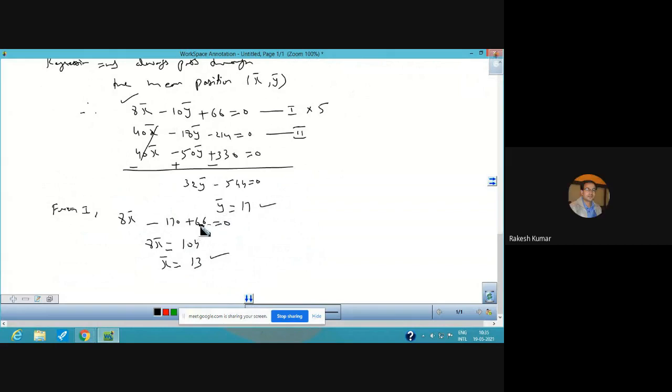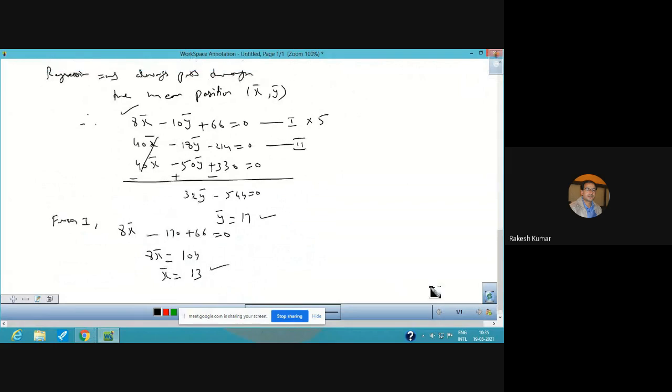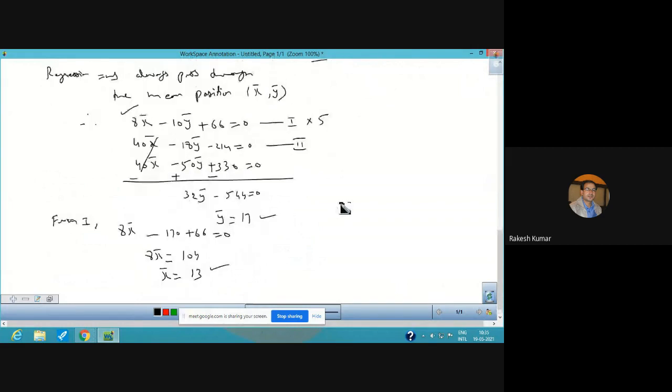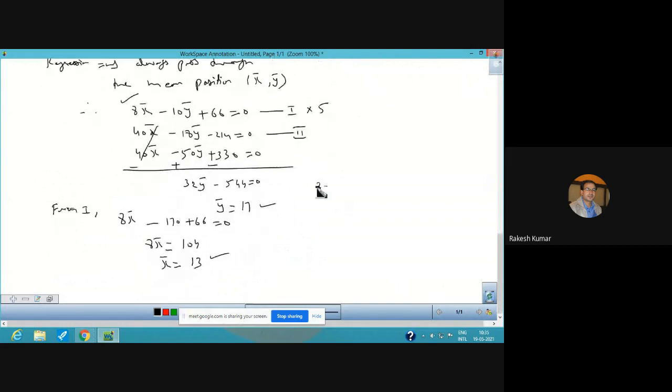Now, for the second part, we require sigma y and r. So for the second part, we want to find sigma y, that is the standard deviation of y, and the correlation coefficient r. We are given sigma x square is 9. So from here, you can get sigma x is 3.